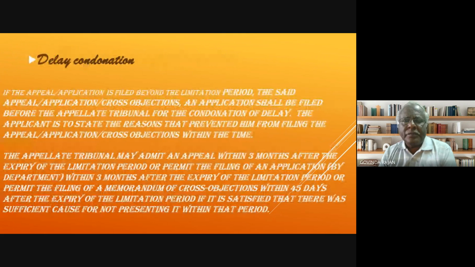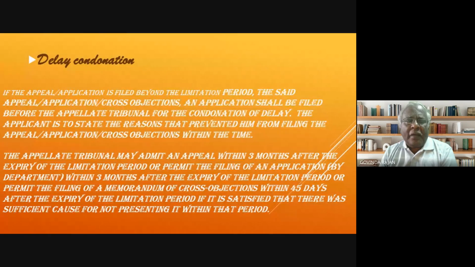There is another point: condonation of delay. It is a usual procedure. In every litigation there will be condonation of delay, but the period may differ from legal authority to authority. If the appeal application is filed beyond the limitation period, that is, after 3 months, the appellant shall file a separate application for condonation of delay. In that application, he has to mention when he received the order and when he filed the appeal, whether it is beyond the limitation period, and what is the reason for the delay. He has to satisfy the registrar that there is sufficient cause. If the registrar is satisfied, then it will be condoned.